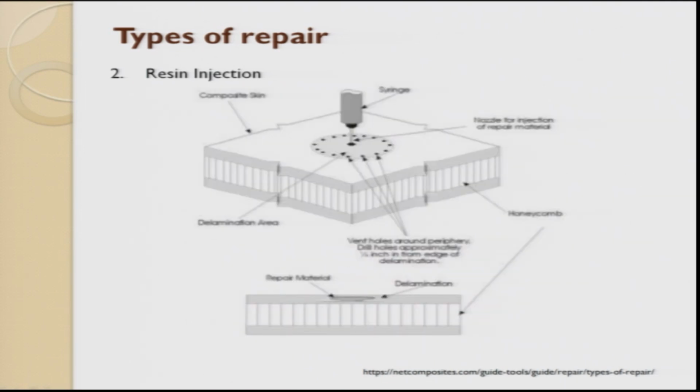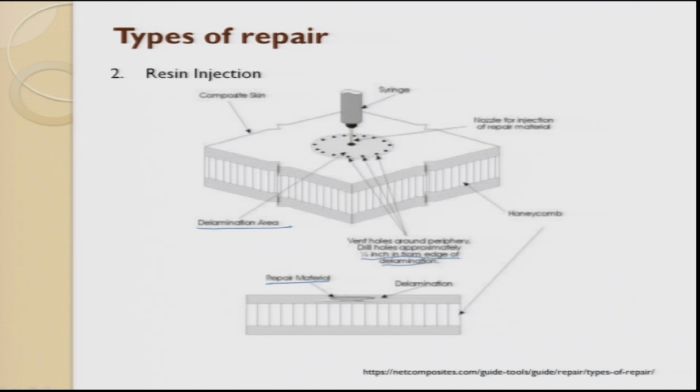So, this is how it is. A syringe is made. Through this syringe we try to push in the resin into the delaminated area, and the vent holes around the periphery are drilled approximately 1/4 of an inch from the edge of the delamination. We make small holes and through them we try to infuse resin, and then we try to see the damage.